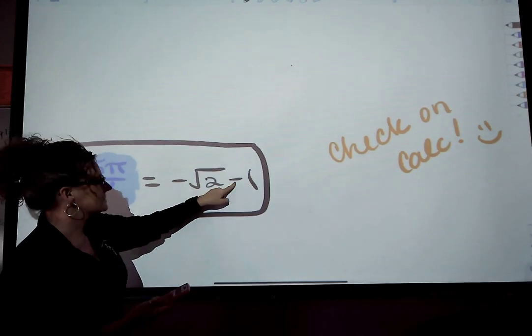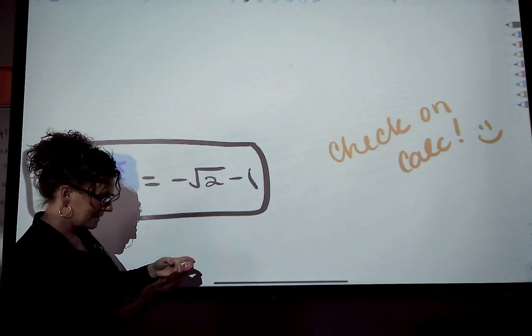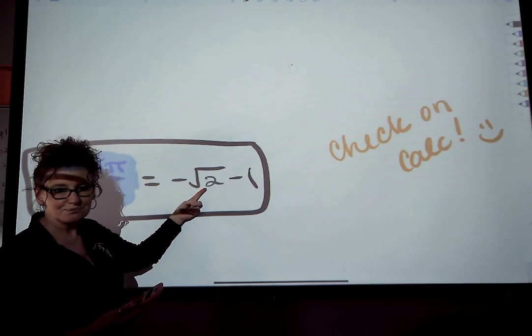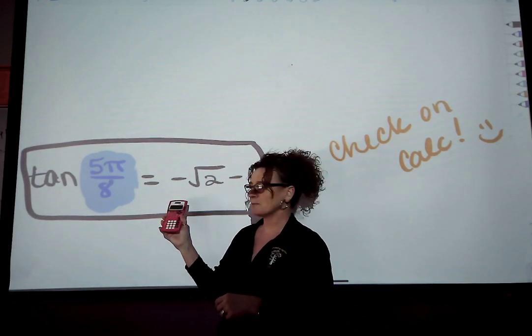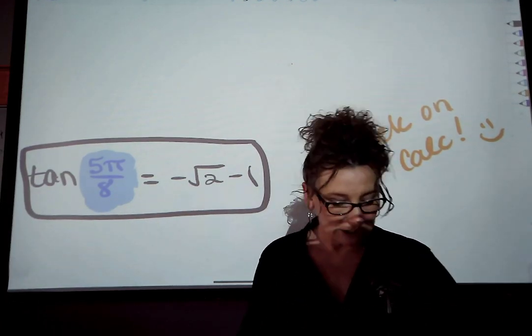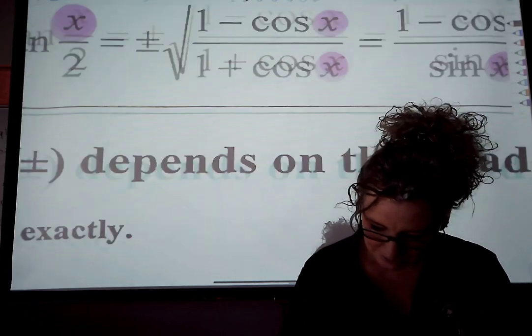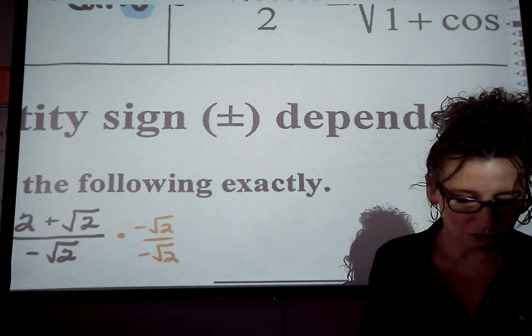I wonder what this is as a decimal. Negative radical 2 minus 1. Oh, hey, it's the same decimal. Why couldn't I have just typed it in my calculator in the first place and answered as a decimal? Because it wanted exact. It wanted exact, not rounded.